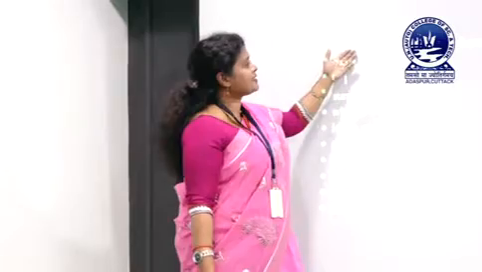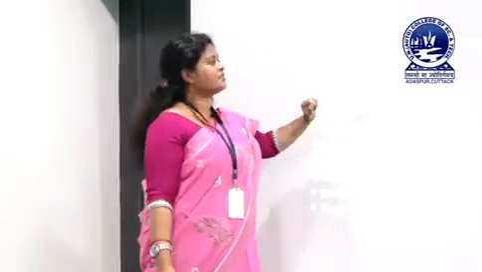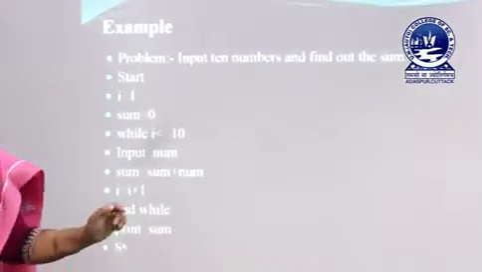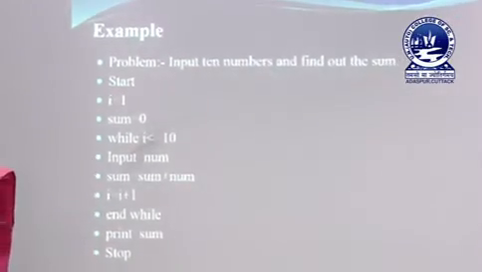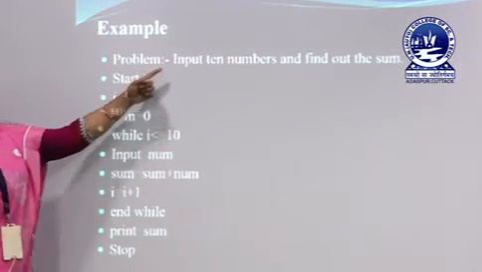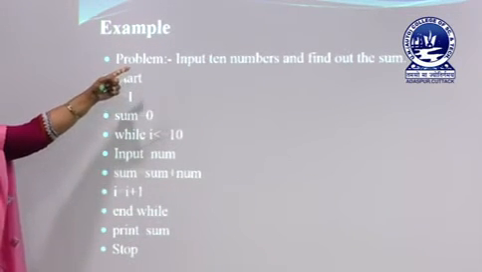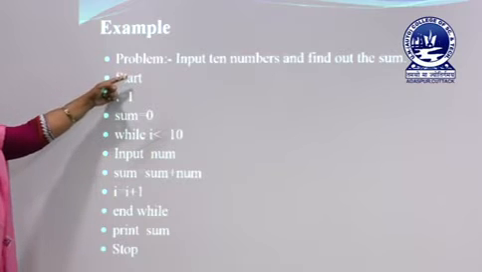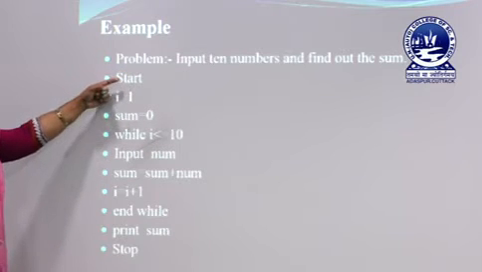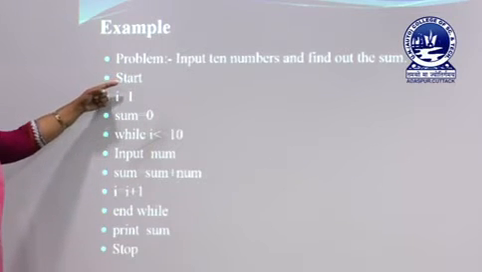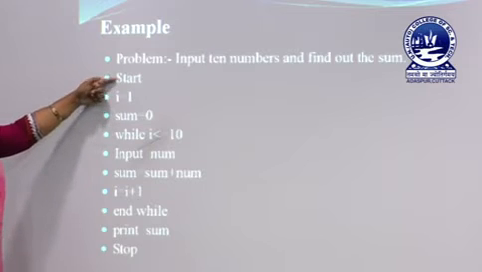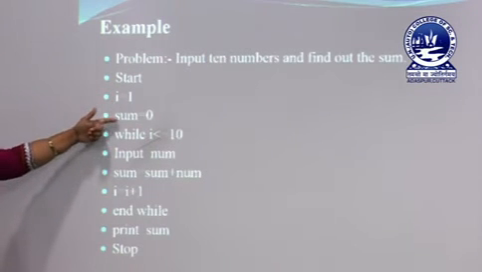Let me give one example here. The example is: input 10 numbers and find out the sum. How can we say that it is a repetition problem? Because here input 10 numbers means you are inputting 1, 2, 3, 4, in this manner 10 numbers, not literally 1, 2, 3, 4, but I am just giving a symbolic representation of values. Then here: start, I equal to 1, sum equal to 0.